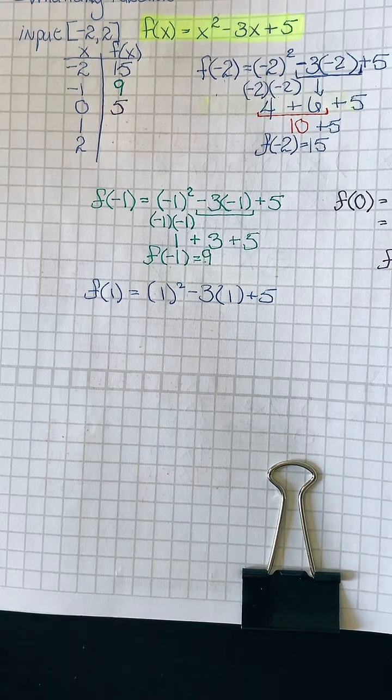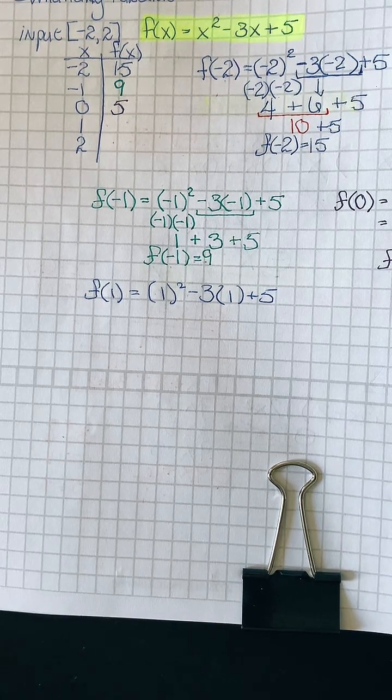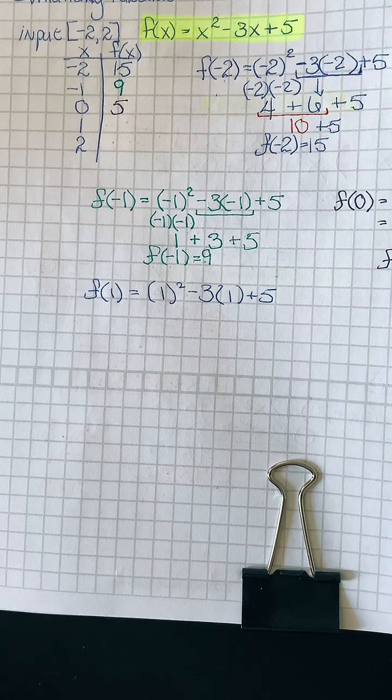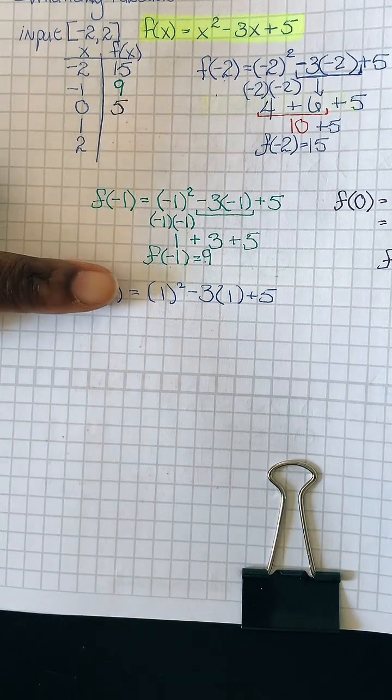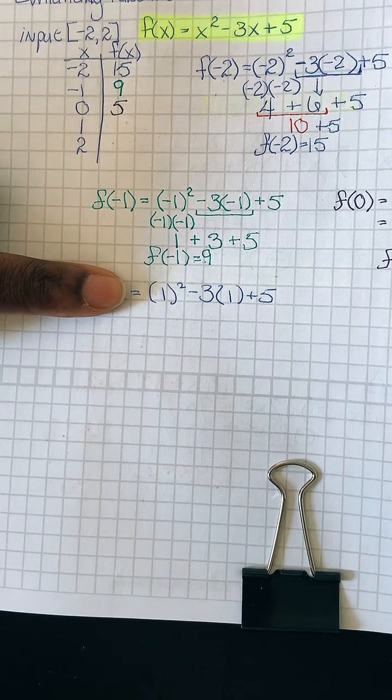Okay, Melody is saying 3. Take your time with it. So remember, we're not doing anything with the f of 1 except to remind us that we put the 1 in for the x.